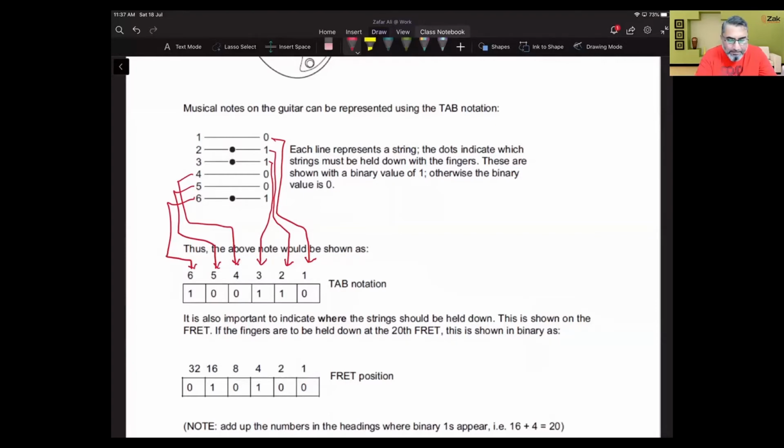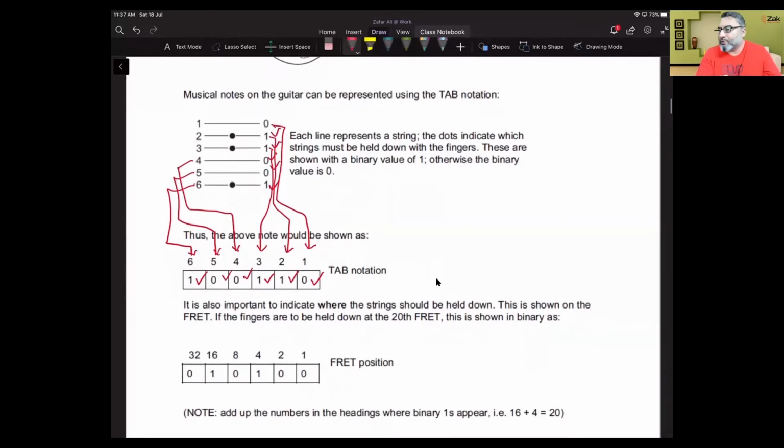This is past topicals for chapter 1.1.1. All right, just listen to it. Don't ignore anything. Just listen to what I'm saying. So this 0 is placed here. This 1 is placed here. This 1 is placed here. This 0, 0. And this 1 is placed over here. And then this is the tab notation.